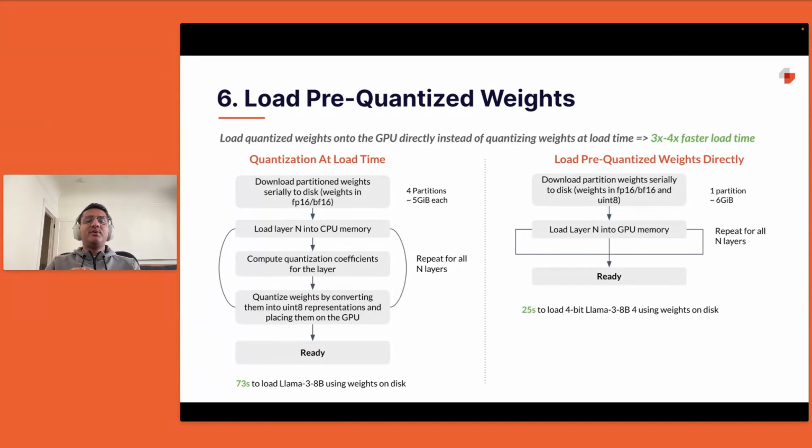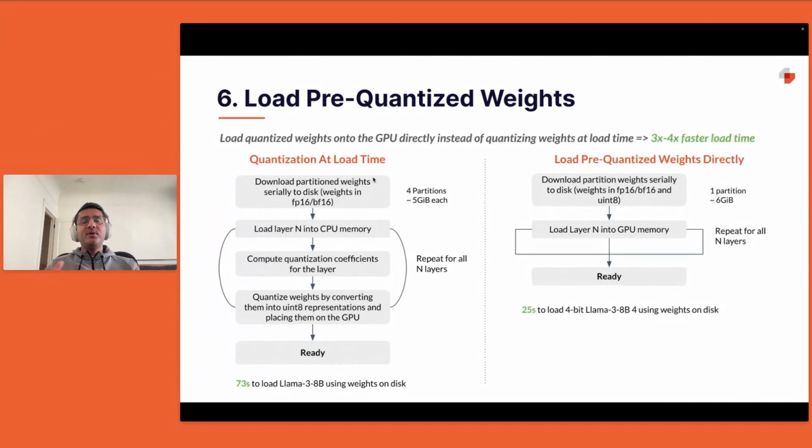So that involves doing a malloc, allocating memory, pushing the weights in there. And you do this for every single layer in a loop, more or less. I think you can parallelize it, but it's generally pretty slow. And then you finally get your quantized model. And for Llama 3, 8 billion, on a T4 that takes about 73 seconds, assuming the weights are already on the disk. So I'm not even adding the cost of doing this operation right here.